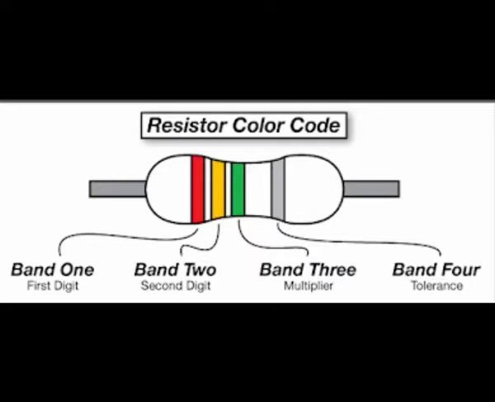In a 4-band resistor, the first and the second color will serve as the whole number. The value of the third color is to be multiplied to the combined values of the first and second colors, which is why it is called the multiplier, and the value of the fourth color is the tolerance.